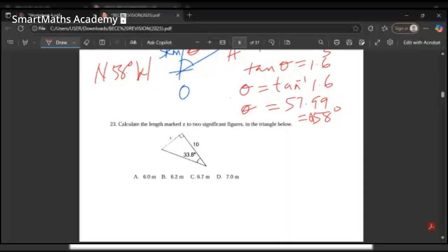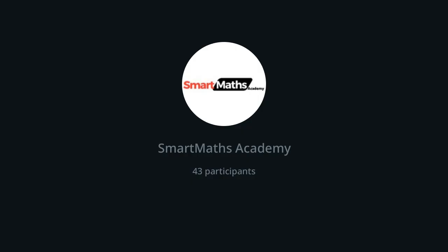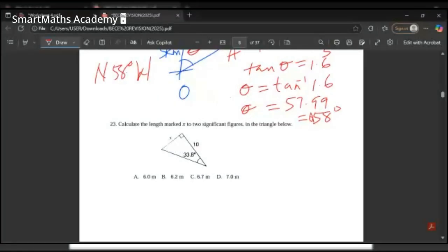Question 23. Calculate the length marked X to 2 significant figures in a triangle. All right. One minute, please. I just want to mute my phone so it will not disturb.